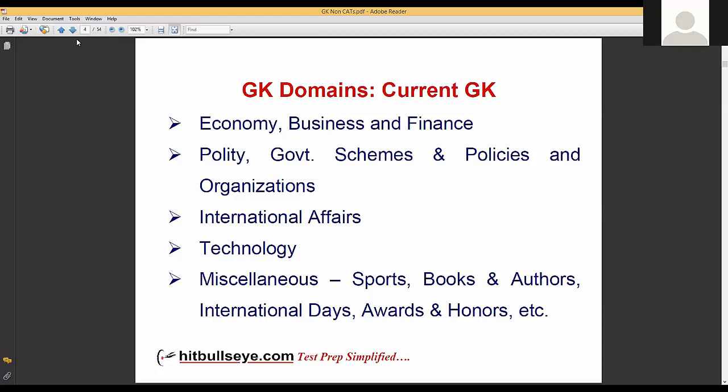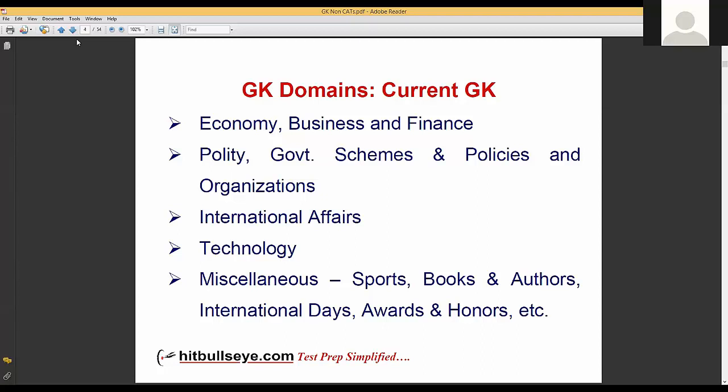All right, so current GK. Again, the logic of you preparing for MBA exams, they want people who are regular with newspaper reading and especially concerning news from the world of economy, business and finance. So you'll find a large number of questions from this section.